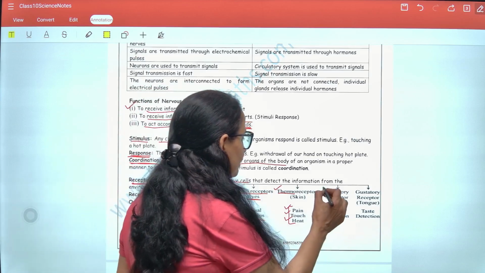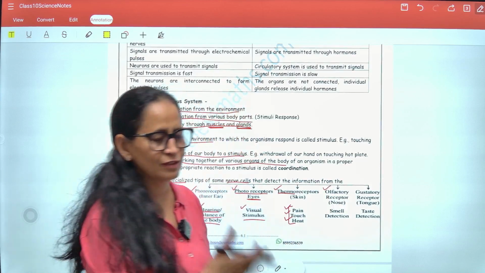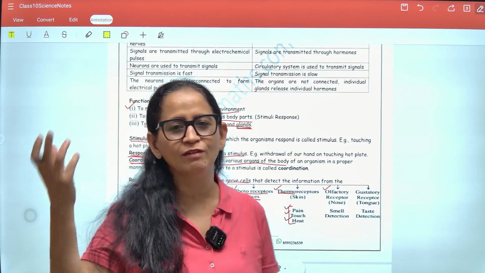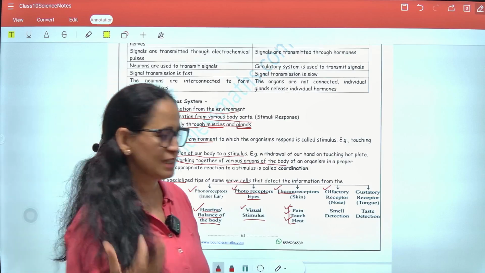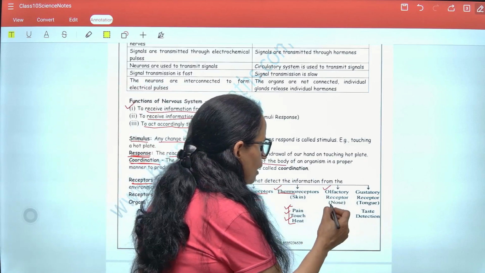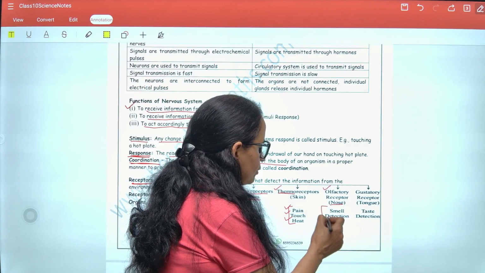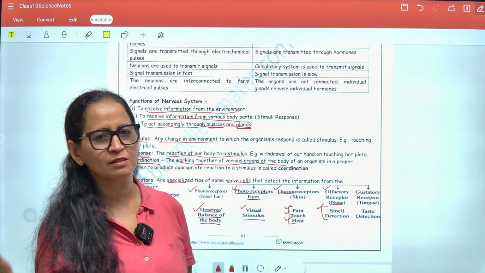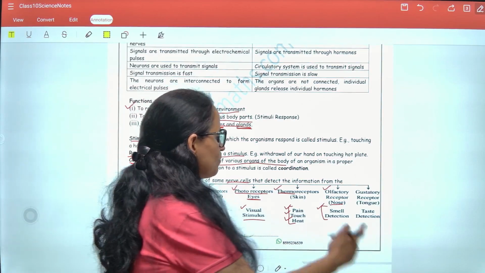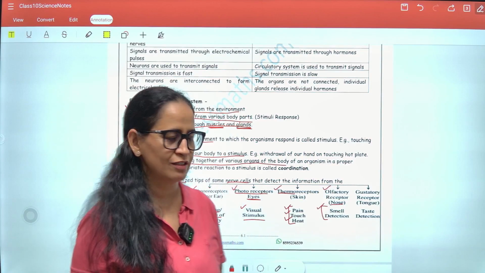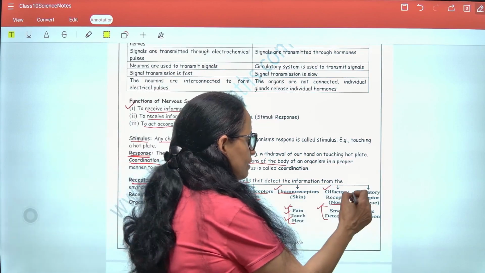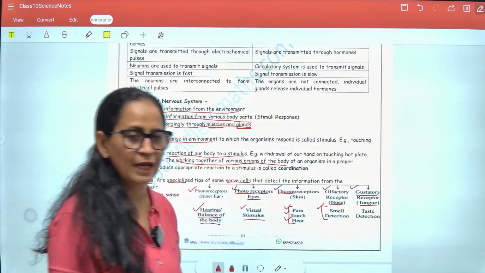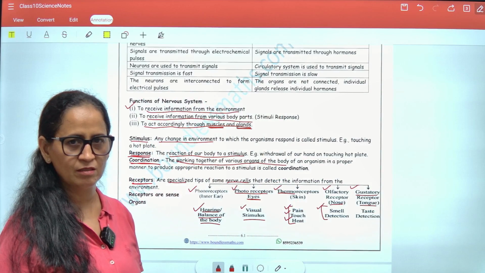Next is olfactory receptors. You must have learnt in one of the previous chapters also olfactory indicators. Olfactory means related to smell. So olfactory receptors are present in our nose and their function is to detect different smells, maybe fragrance, maybe bad smell, good smell, whatever you call. So smell detection is done by the olfactory receptors. Now the last one, that is gustatory receptors. These are related to the tongue and they help in detecting taste, right?